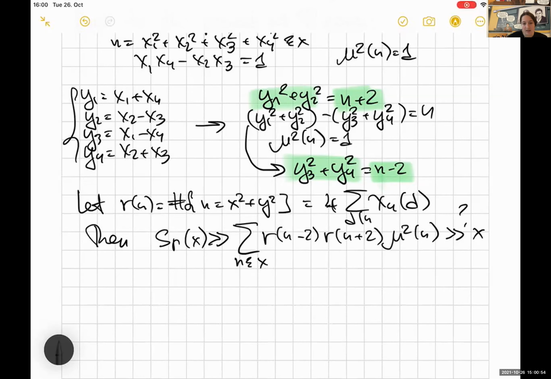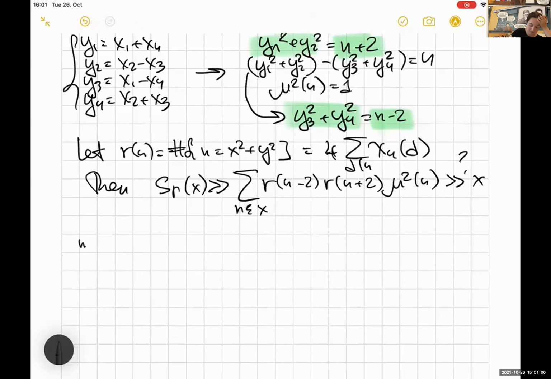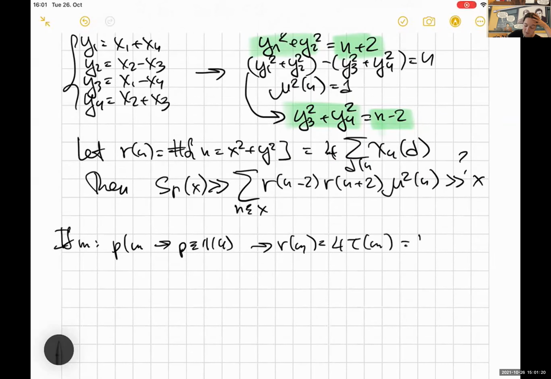And the lower bound is something that we assume we achieve by the upper bound sieve. So first of all, we note that if m is such that p divides m implies that p is equal to 1 mod 4, then the character chi 4 is just 1. And then this means that r of m is going to be equal to 4 times tau of m, where tau of m is just the divisor function, the sum over d dividing m of 1.